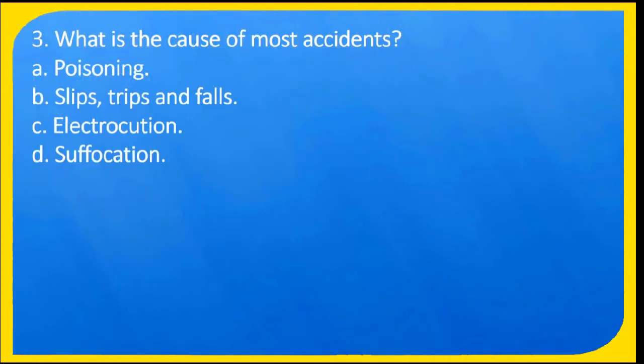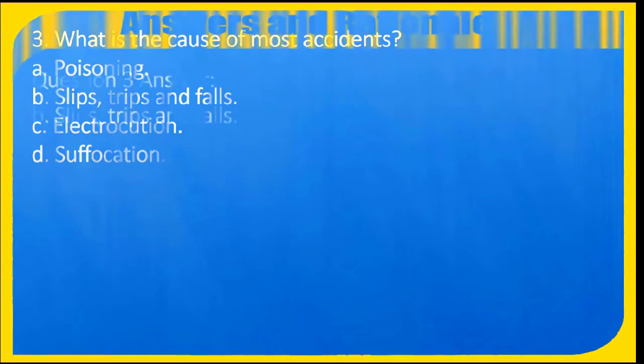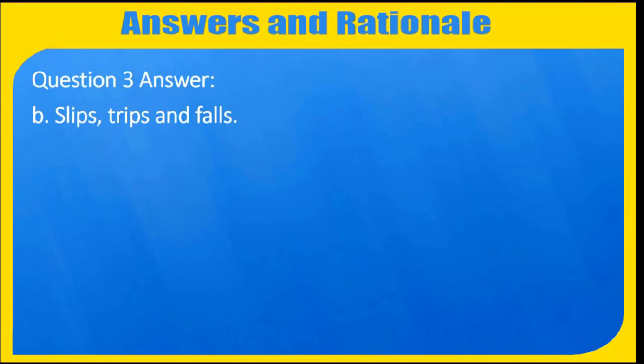Question 3. What is the cause of most accidents? A. Poisoning. B. Slips, trips and falls. C. Electrocution. D. Suffocation. Question 3 answer, B. Slips, trips and falls.